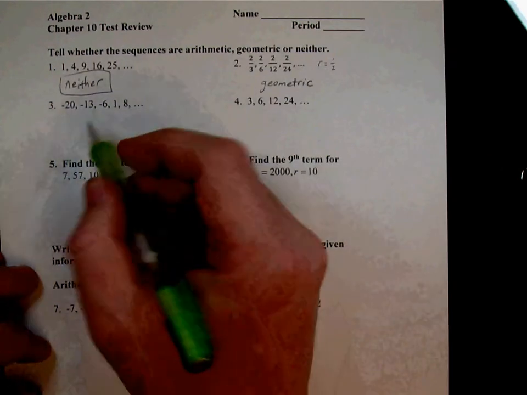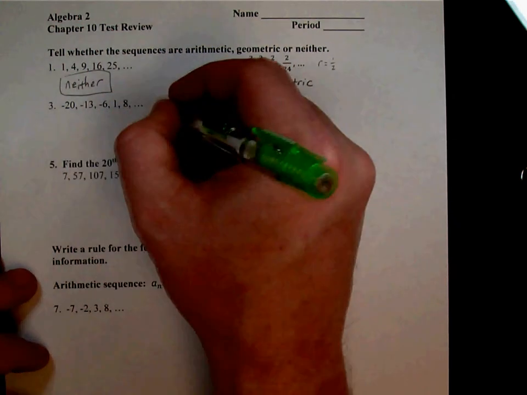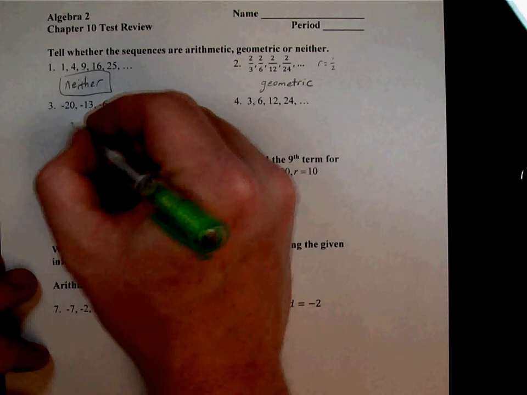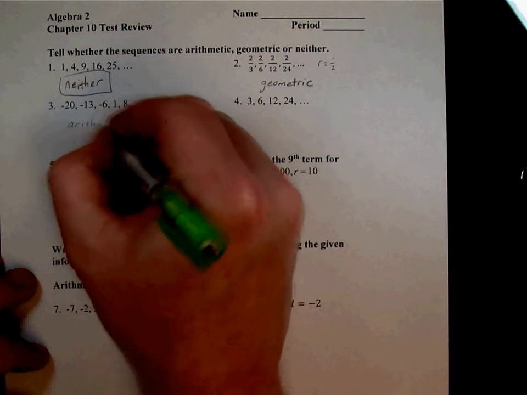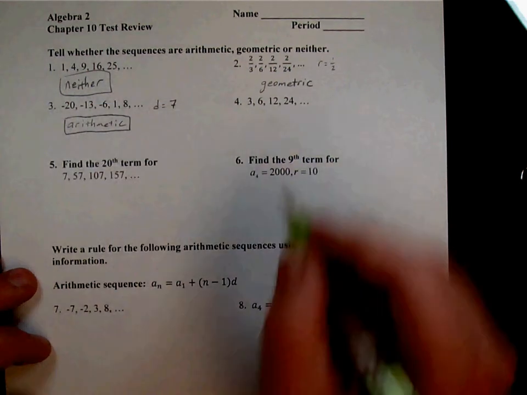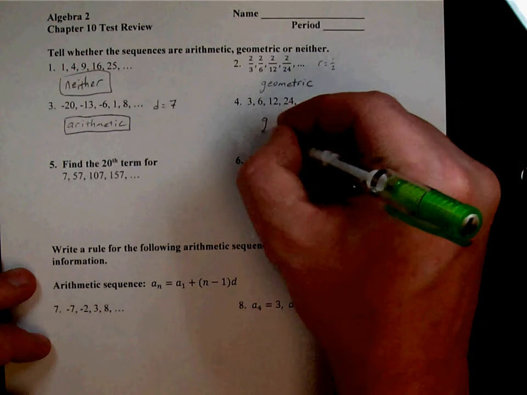Number three, looks like I went up by 7, up by 7, up by 7, up by 7. Yeah, we're adding 7 every time. It's not asking us this question, I'm just jotting that down, but that means it's arithmetic. Number four, looks like we're doubling every time, aren't we? So our R value is 2. That makes it geometric.